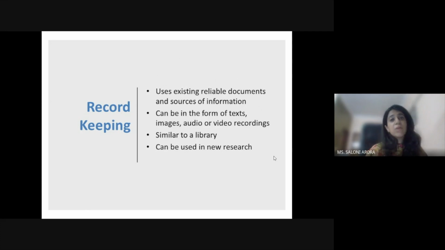So it's very similar to a library. Everything is stocked up, everything is available. What resources are you able to extract, and how are you able to analyze them, is what is the key point here.